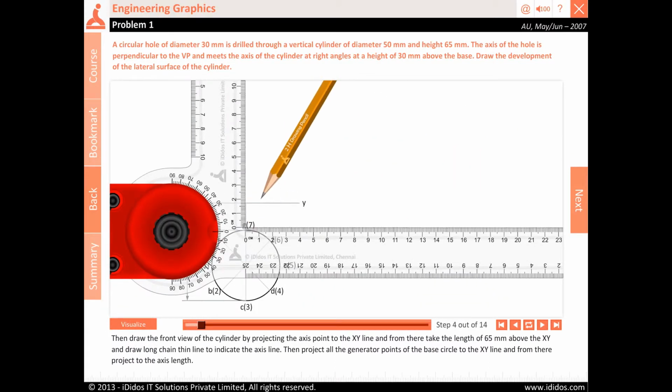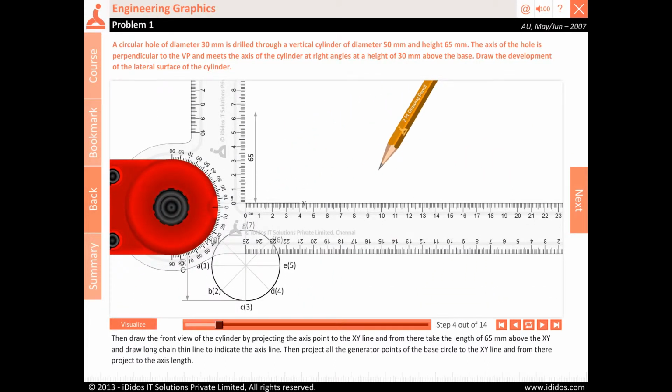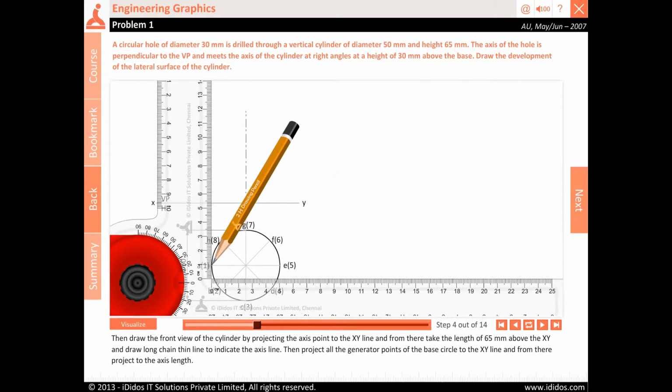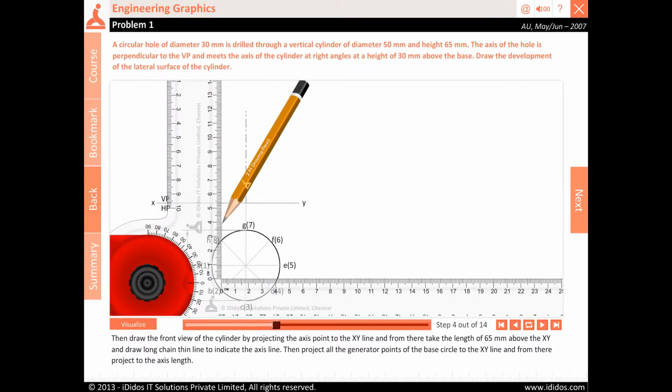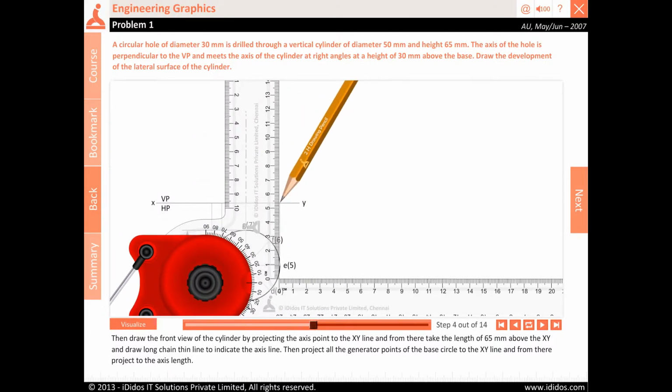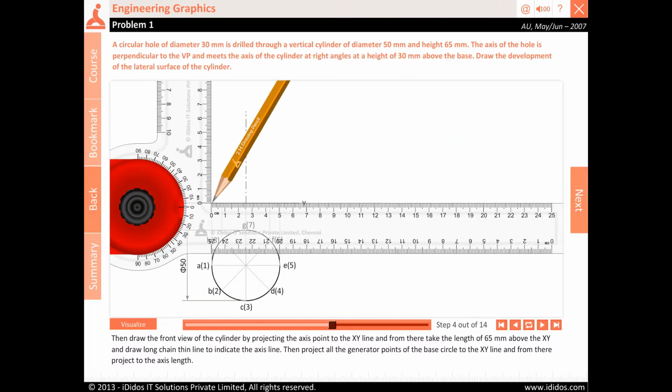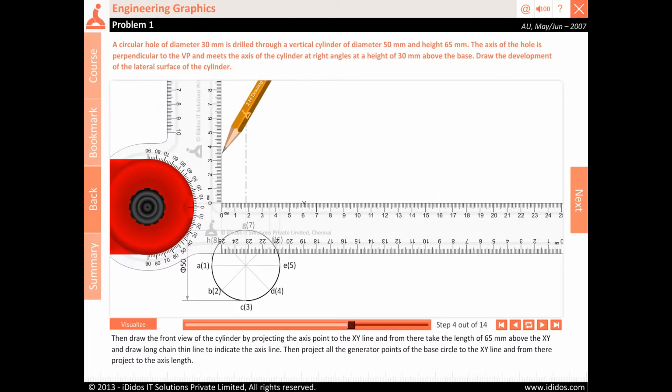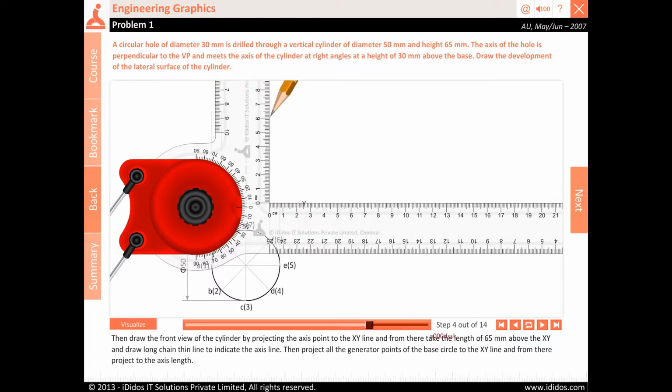Then draw the front view of the cylinder by projecting the axis point to the XY line and from there take the length of 65 mm above the XY and draw long chain thin line to indicate the axis line. Then project all the generator points of the base circle to the XY line and from there project to the axis length.